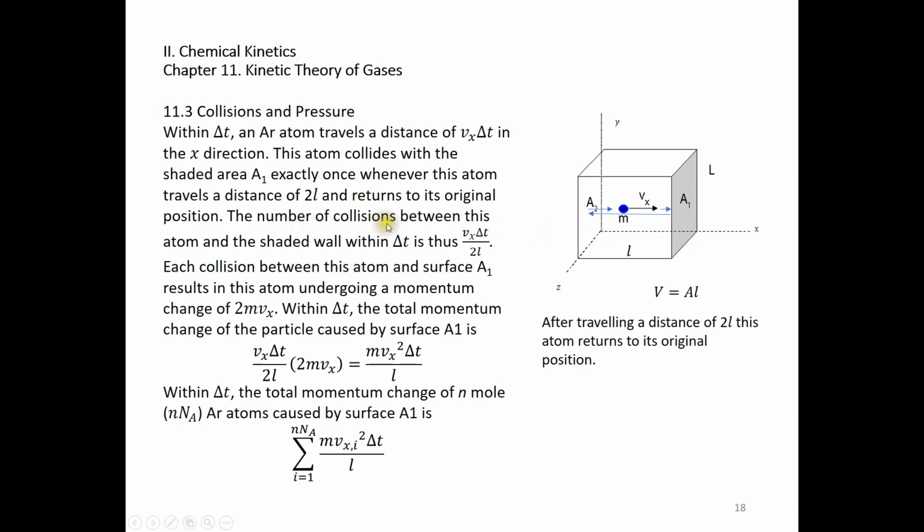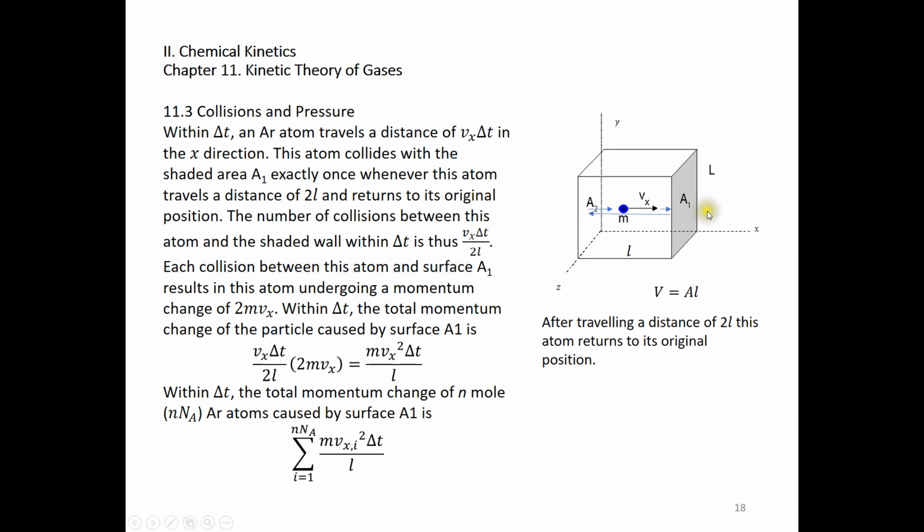Therefore, the number of collisions between this atom or molecule or gas particle and the shaded area within time delta t is the distance it travels within delta t, which is vx times delta t, divided by 2L. So that's the analysis: the number of collisions within delta t between the particle and the A1 area. Well, you may wonder, this particle might also be moving in the y direction and also the z direction. That's true. It's just we do not care about the motion of the particle in the y direction or z direction.